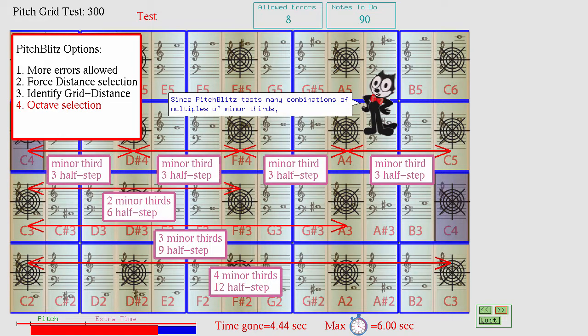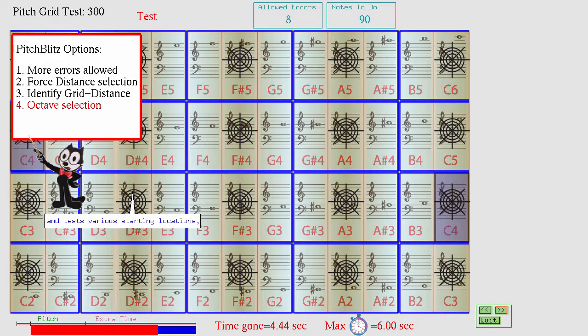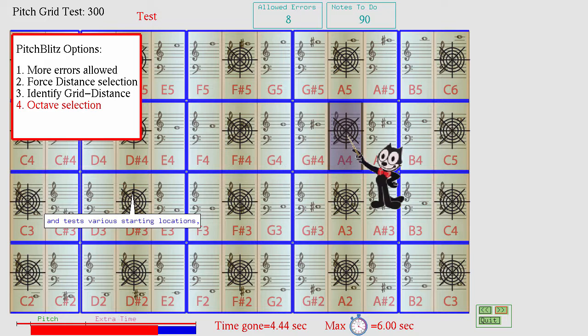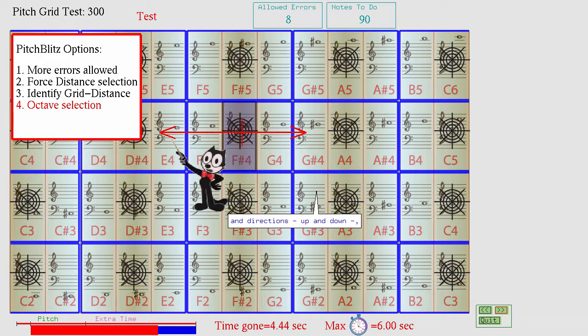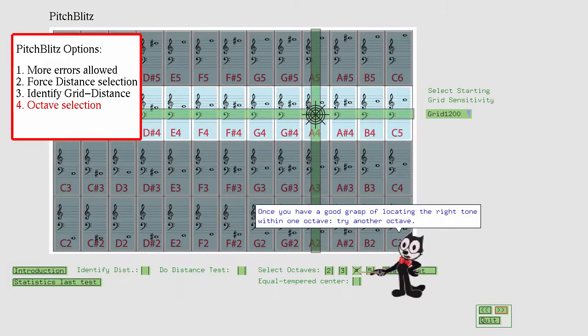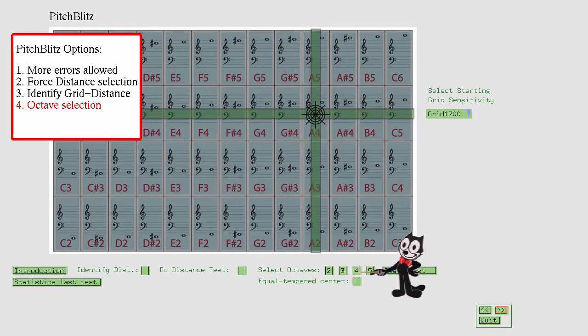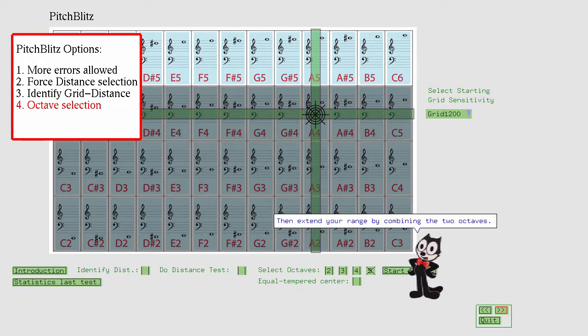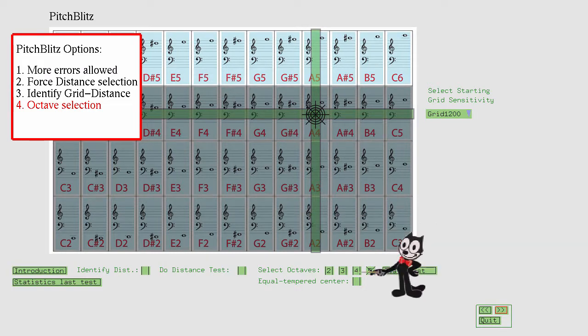Since Pitch Blitz tests many combinations of multiples of minor thirds, and tests various starting locations and directions up and down, it gets a lot easier for you to make progress if only one octave is selected. Once you have a good grasp of locating the right tone within one octave, try another octave. Then extend your range by combining the 2 octaves.